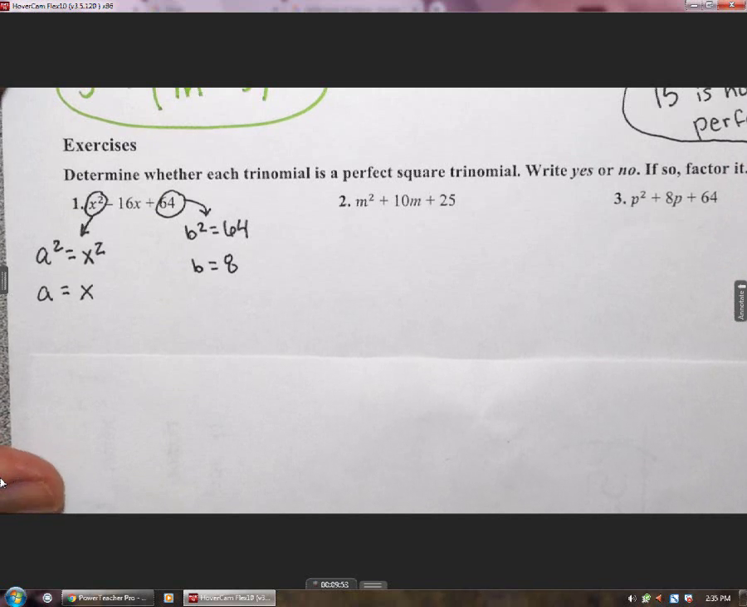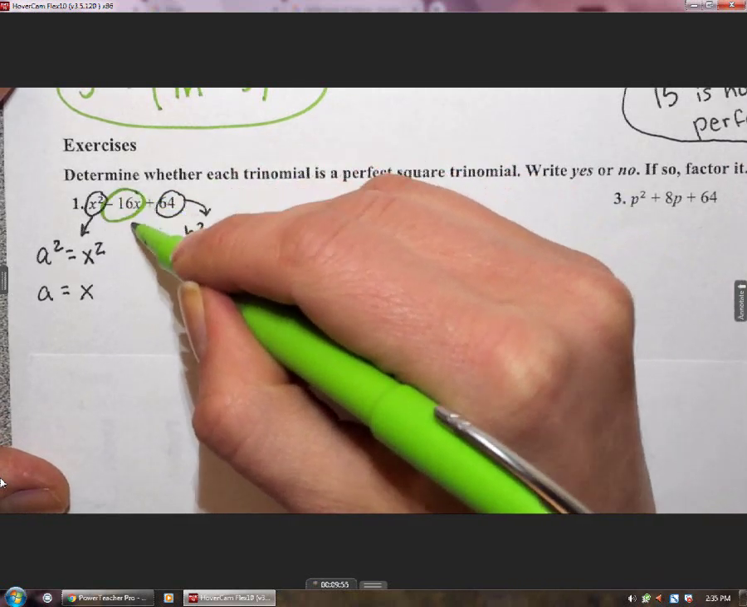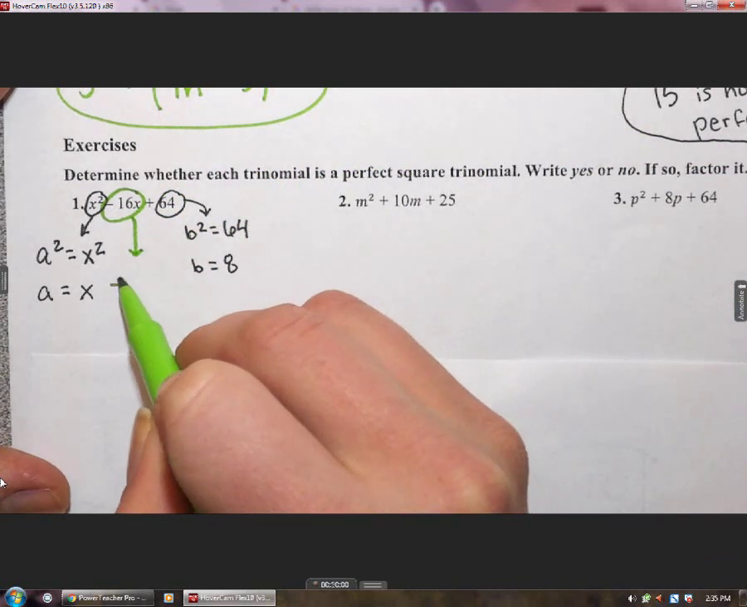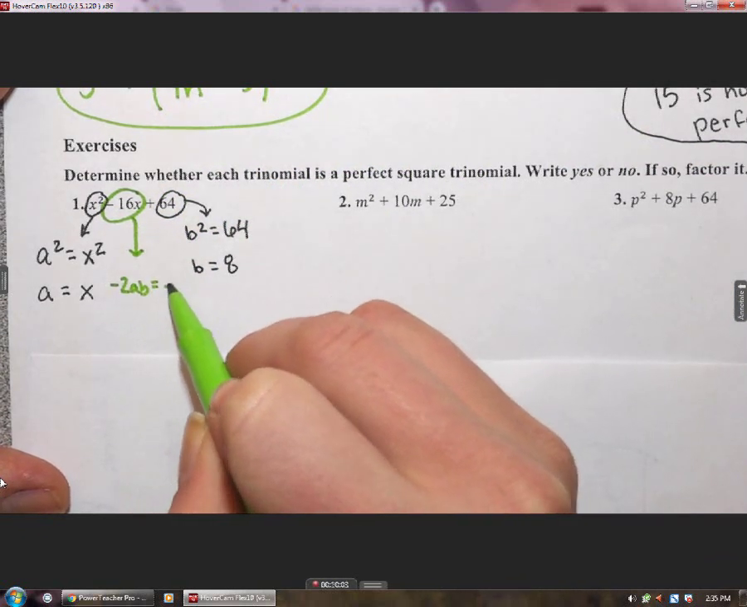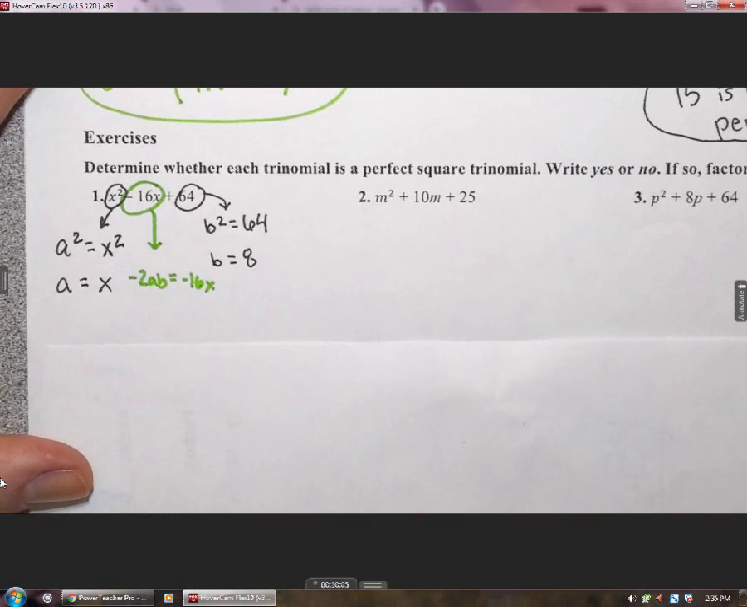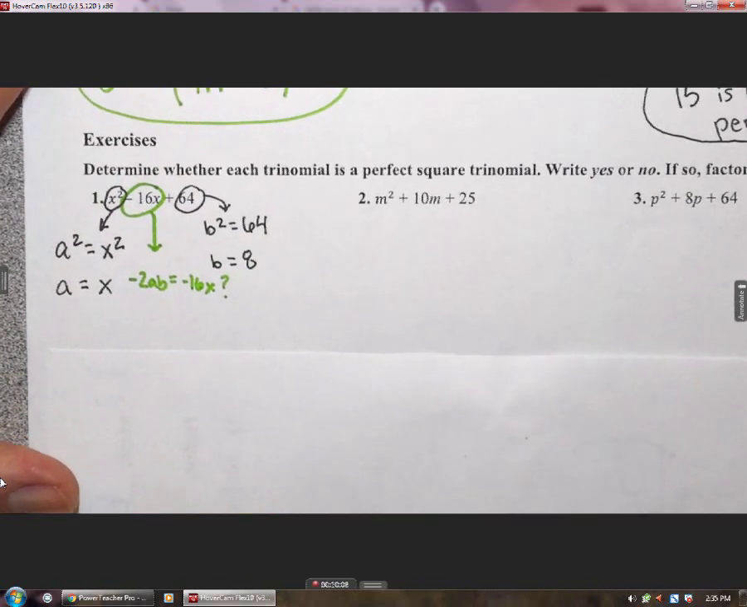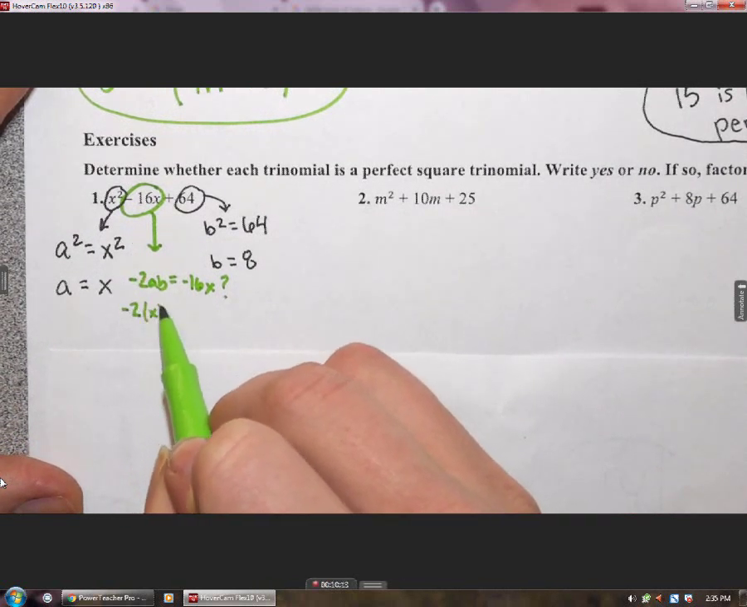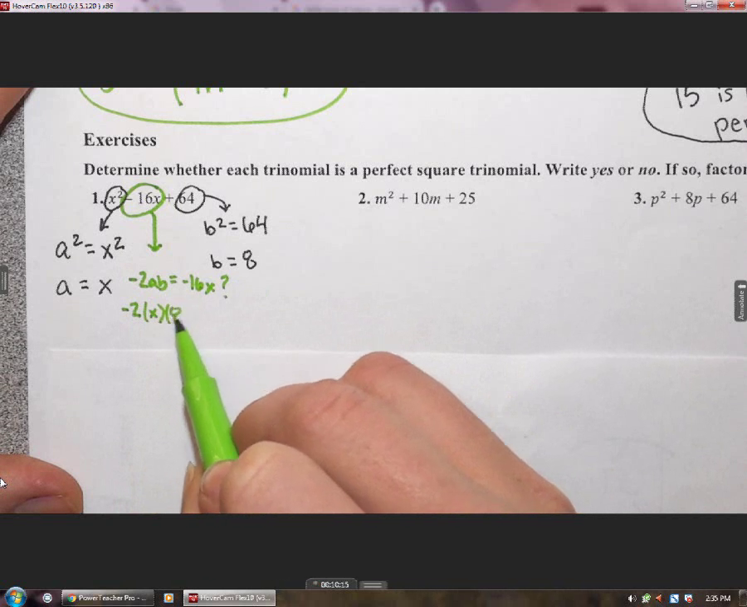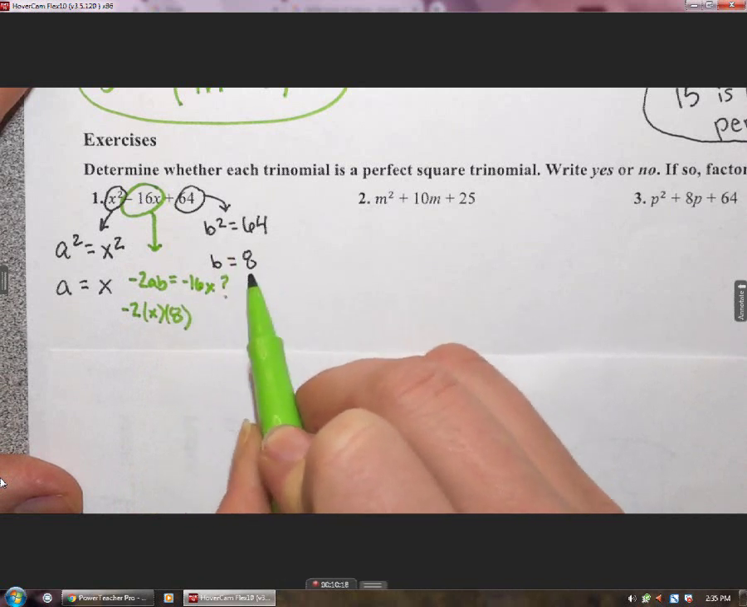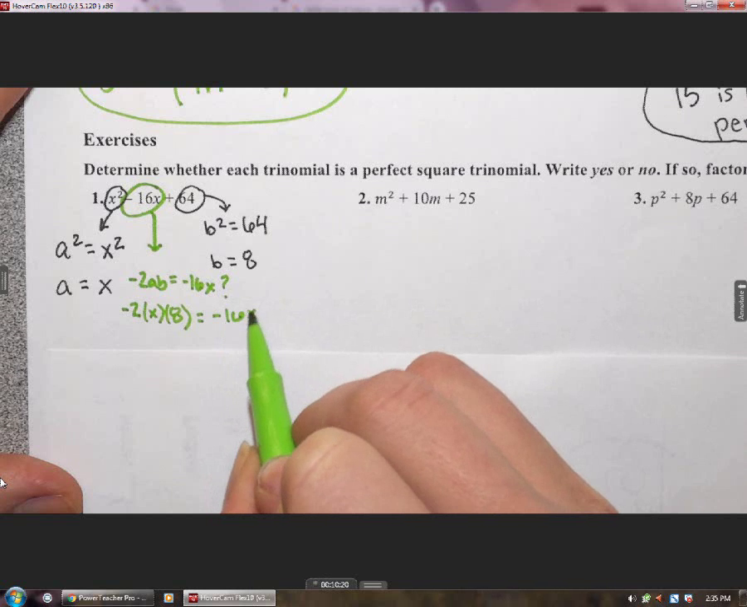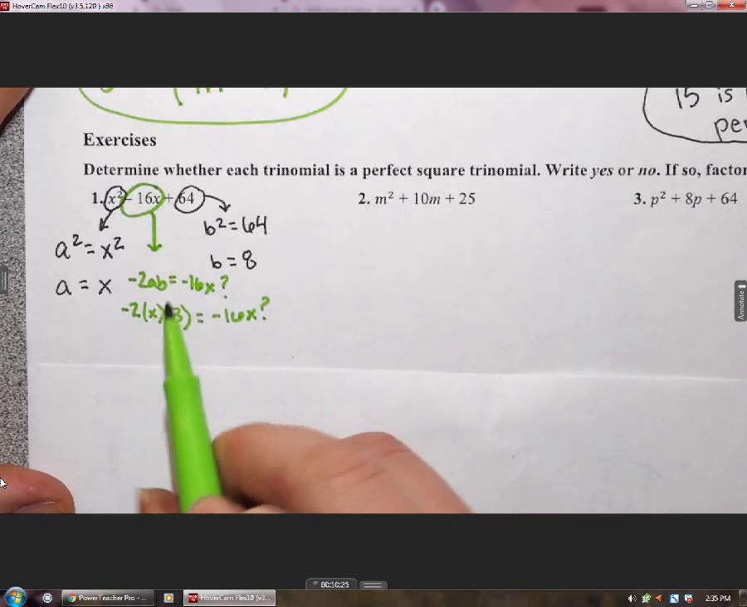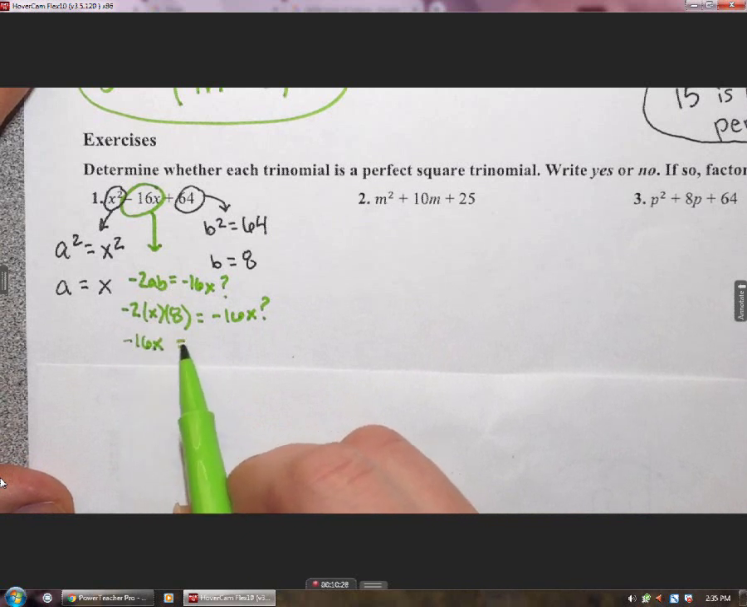Now I'm going to check this middle term. What should that be equal to? Negative 2ab equals negative 16x. I need to check it to see if that's true, so I'll put a question mark. What was a? So I'll plug in x. What's b? 8. b squared is 64, but b itself is 8. Does that equal negative 16x? It does. Negative 2 times 8 is negative 16. We have the x. Those match.